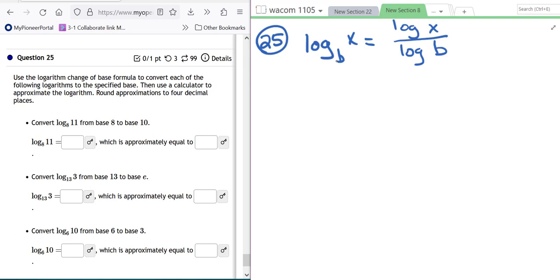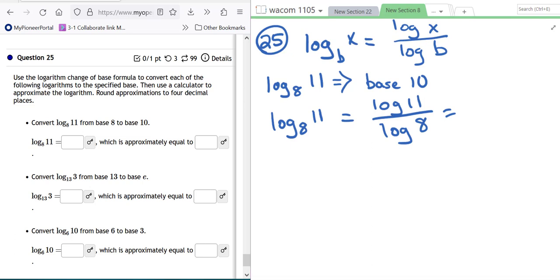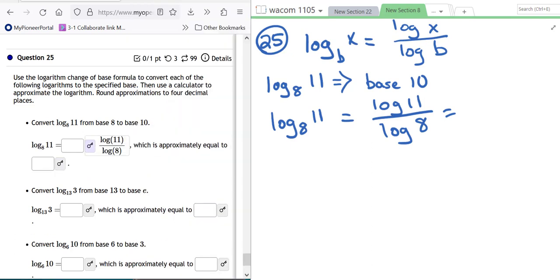All right, let's work these problems. First we have log base 8 of 11. And they want us to rewrite it, and their directions were write it as base 10. So we will convert it to base 10. It is the number that is higher up that goes on top. So the log of 11 over the log of the one that's down low. And I'm able to do that in my calculator because those are both base 10. So it's the log of 11 over the log of 8.